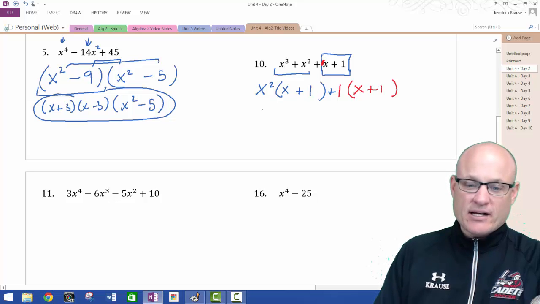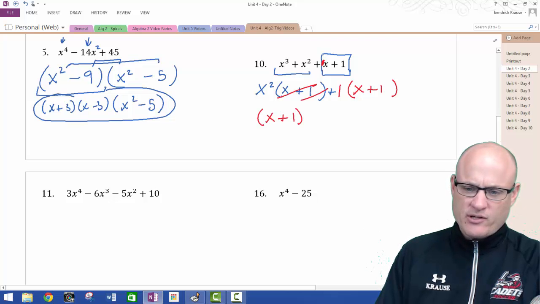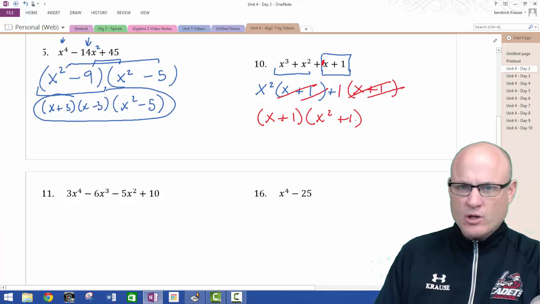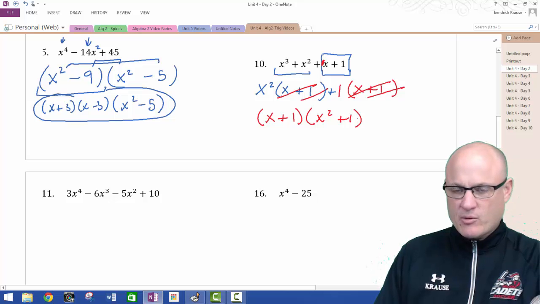So my final answer is, and I know you guys are thinking, well, how can that be my final answer? Well, I factor out the GCF out of both these two terms, and I'm left with x squared plus 1. Well, can't you factor x squared plus 1? Not the sum of perfect squares, only the difference of perfect squares.